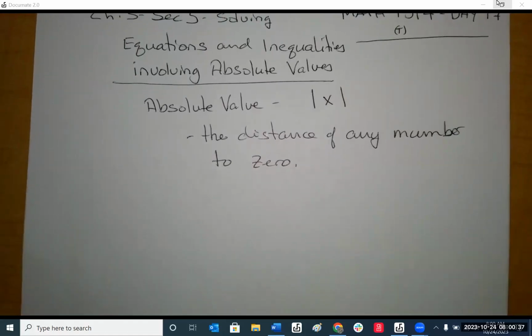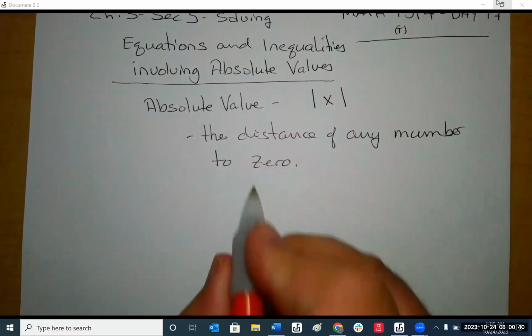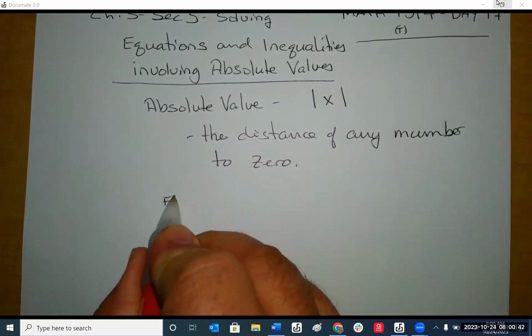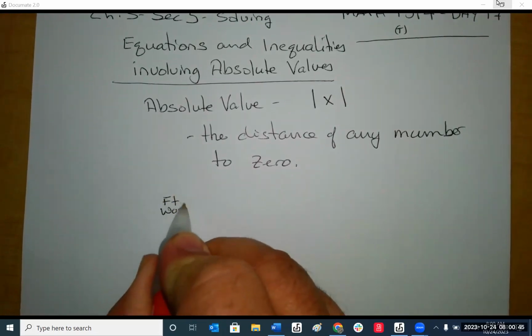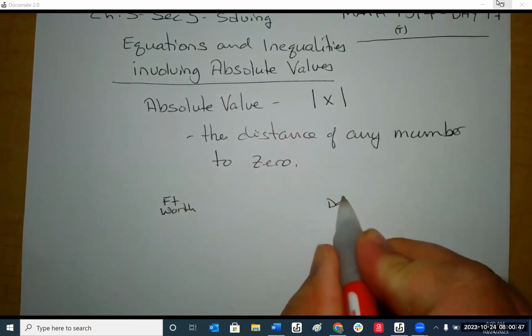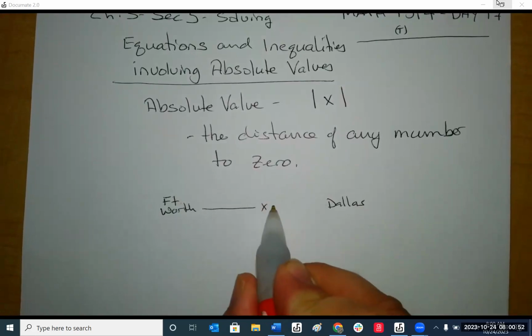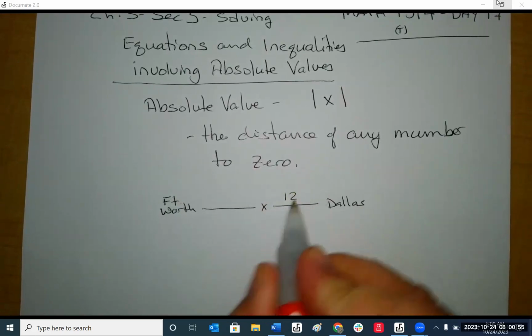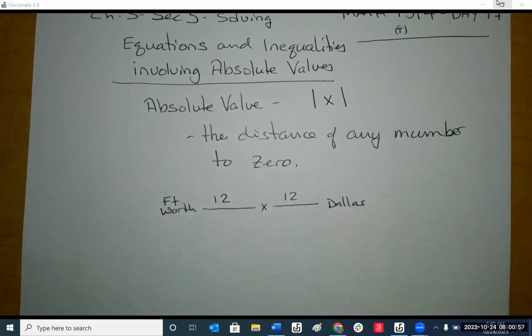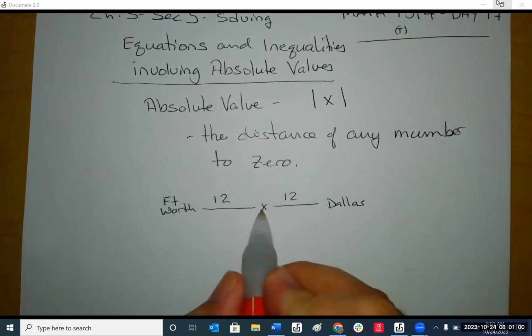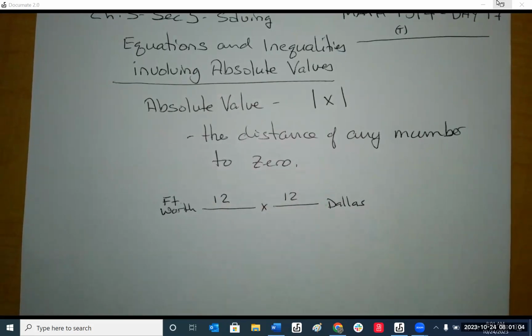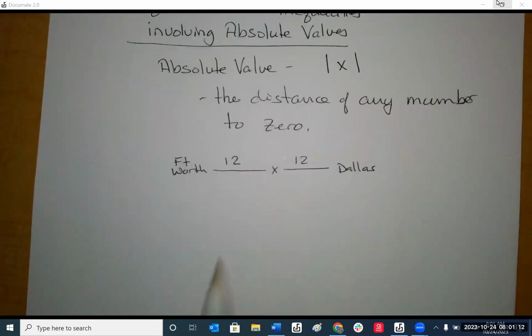And distance does not have a sign. For example, if we had Fort Worth over here and Dallas over here, and we were halfway in the middle, let's say it's 12 miles to both from where you are. Since you're going to the left, doesn't make this a negative 12 miles and this a positive. It's just 12 miles. Distance is a positive, is an absolute value. It's a number, and you cannot have a negative.